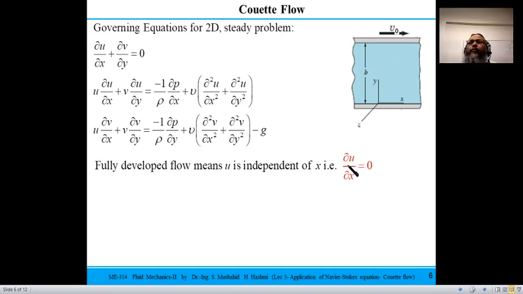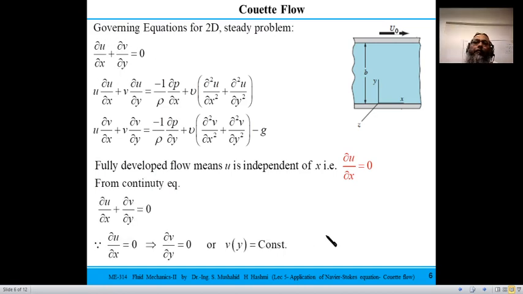It means the velocity profile is no more changing, the velocity component u is no more changing as you move in the x direction. So u becomes independent of x. That is an important assumption, so we will be able to get rid of the term ∂u/∂x, which would be 0, and you only end up with the remaining term in the continuity equation. Let's see by employing the assumption of fully developed flow in the first equation, the continuity equation.